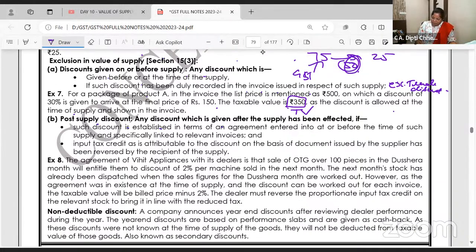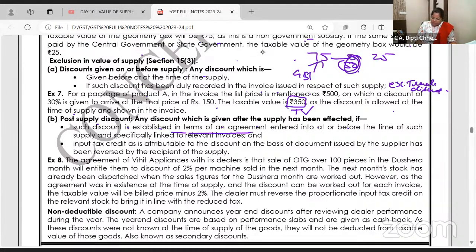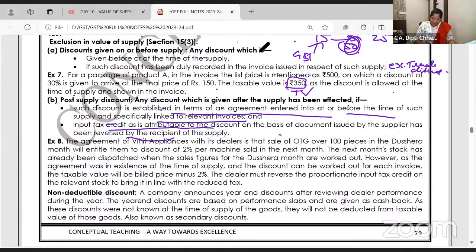Come on, post supply discount is given if such discount is established in the terms of agreement entered into at or before the time of such supply and specifically linked to invoices, and ITC attributable to discount has been reversed by the recipient. See, if ITC is not reversed, then this discount you will not subtract. How, ma'am? Agreement with dealers to sell OTG, oven toaster griller, 100 pieces in Dashera month will entitle him to a discount of 2% per OTG. Okay? This month you sell 100 pieces, next month's entire billing we will do with 2% discount. The next month stock has already been dispatched when the sales figure for the Dashera month are worked out. However, as per the agreement, this was a pre-agreement.